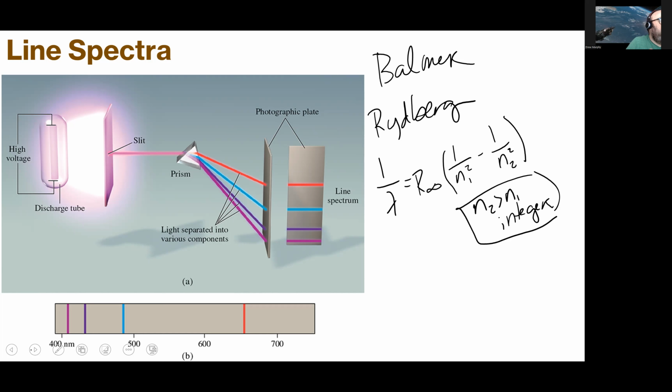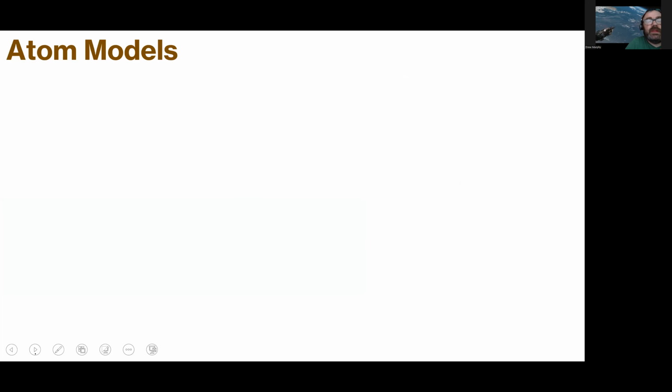Bohr sought to really explain the hydrogen line spectrum, aside from just giving an equation to each thing. Where are these lines coming from, and how do we get them?